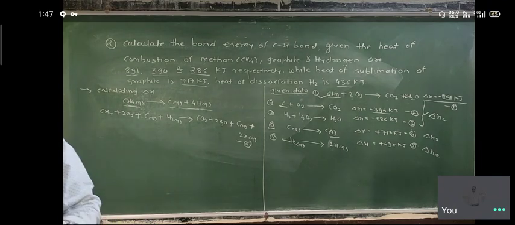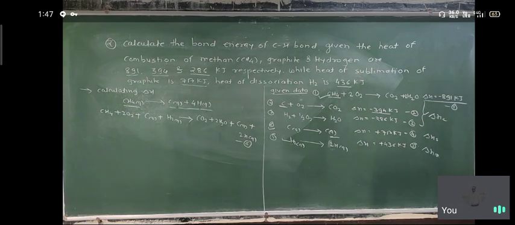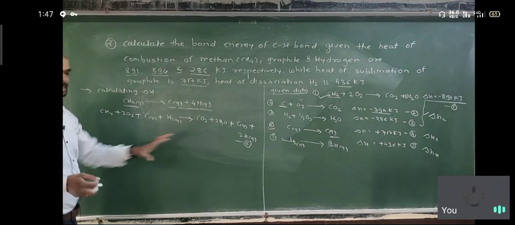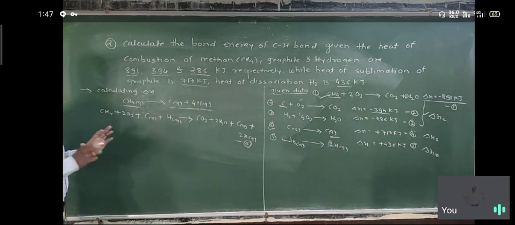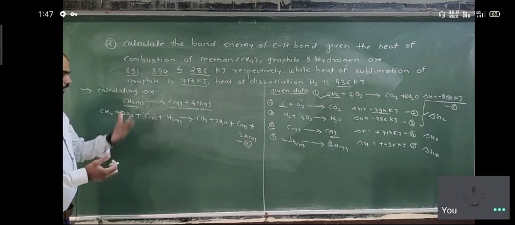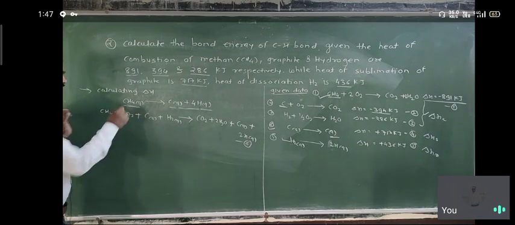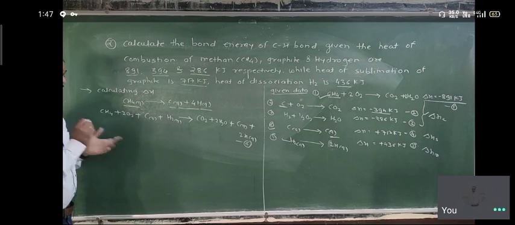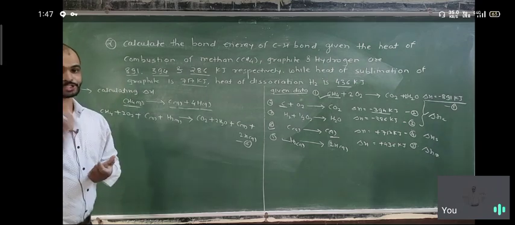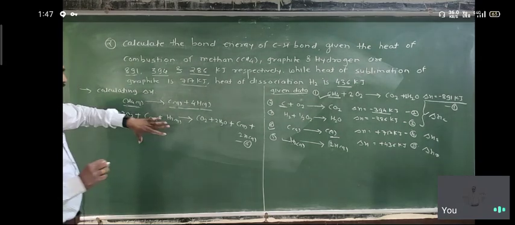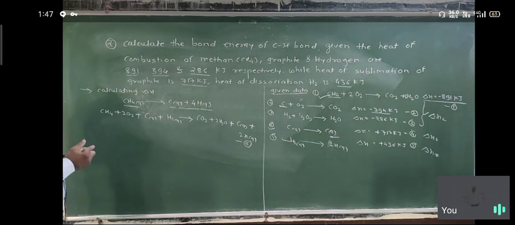Once we write equation number 6, first calculate the delta H of the reaction and divide it by 4, because here 4 C-H bonds are present. That means we get the bond energy of a single C-H bond. Okay, so this is the equation. We already have the values.